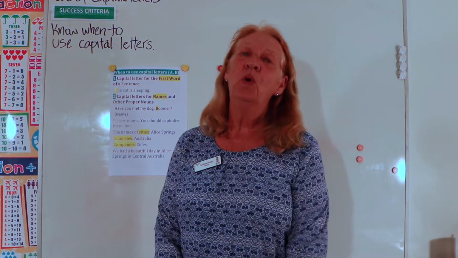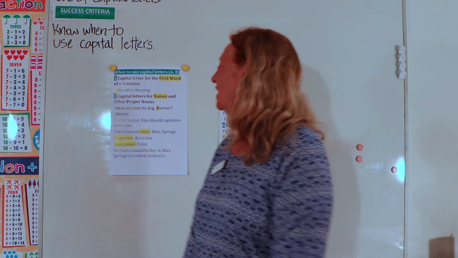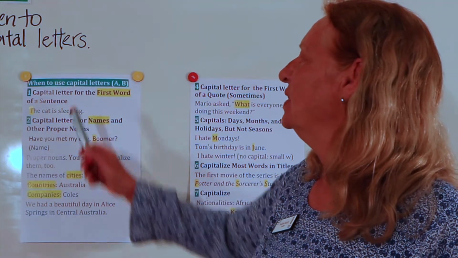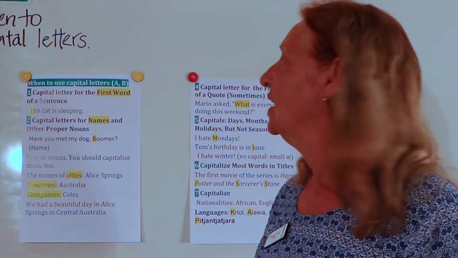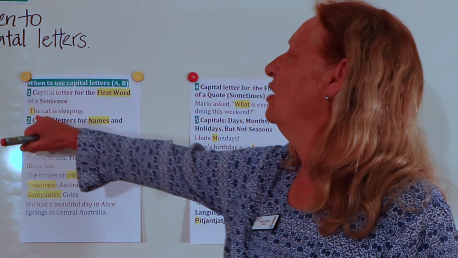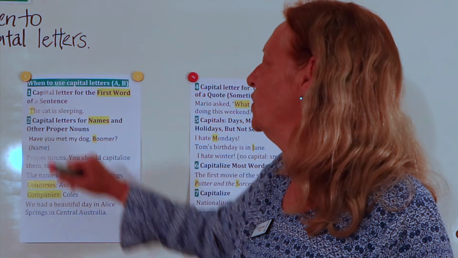And one of the most important things is capital letters. Concentrate on that, and let's start here. So a capital letter for the first word of any sentence and every sentence. So the cat is sleeping, I've marked that with yellow. We're starting off with a capital, we're ending with a full stop.